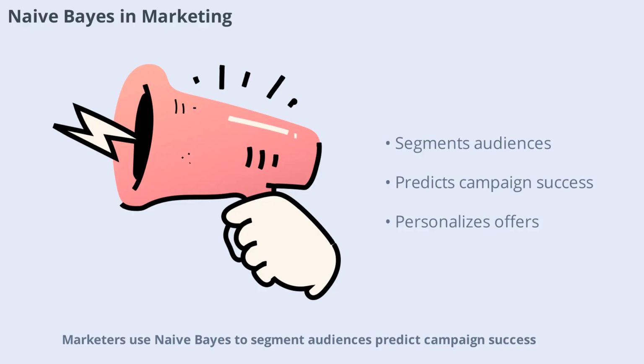Marketers use Naive Bayes to segment audiences, predict campaign success, and personalize offers. By analyzing customer data, the algorithm identifies patterns and helps businesses target the right customers with the right messages.